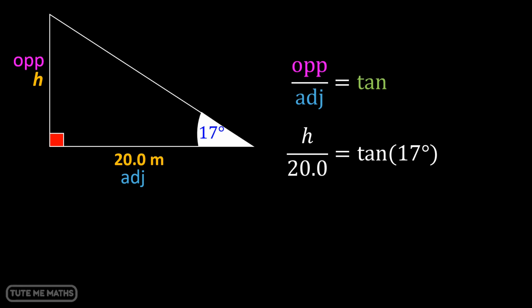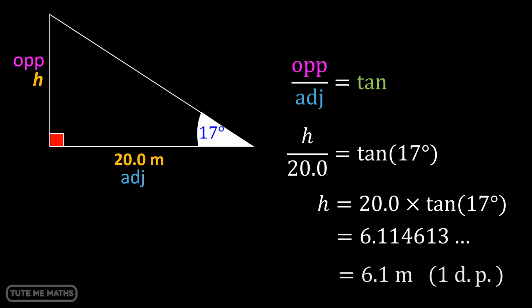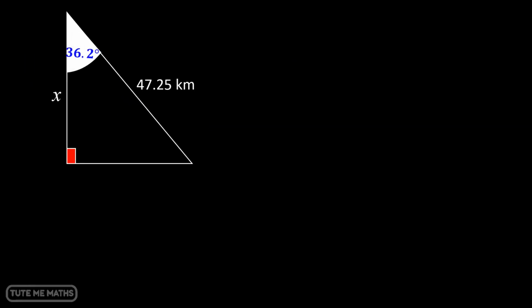H must equal 20 times tan 17, which equals this. This gives us a height of 6.1 meters correct to one decimal place. Here's one more quick practice for you to try on your own. With practice, we can go through the first few steps quite quickly.